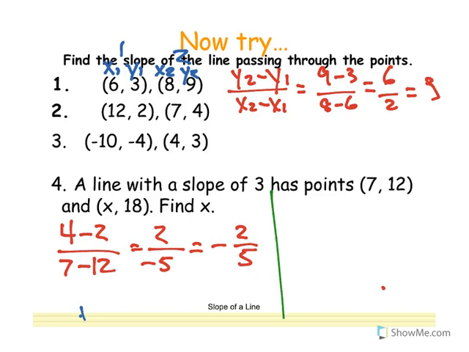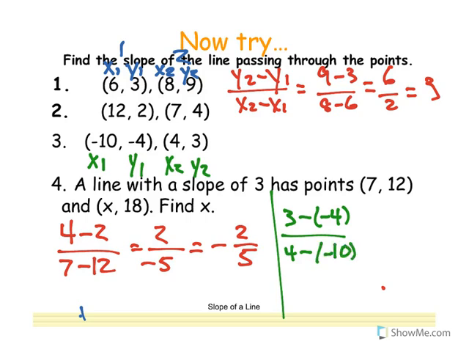For my third one, again, I'll label it, but what I have in blue up at the top is going to be consistent for all of them, right? x1, y1, x2, y2. So my y2 minus y1 is 3 minus negative 4. My x2 minus x1 is 4 minus negative 10.